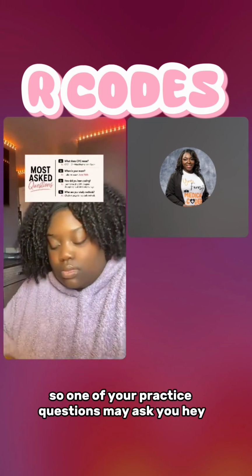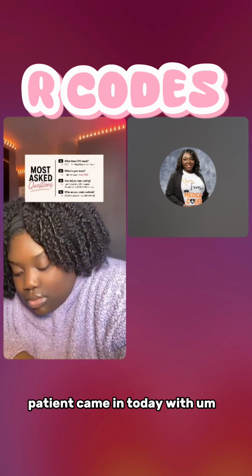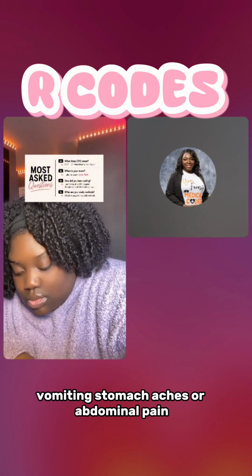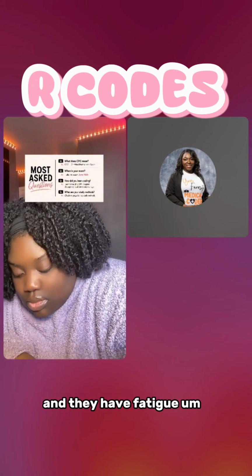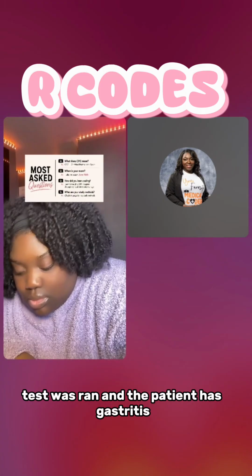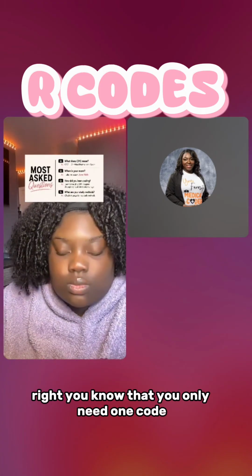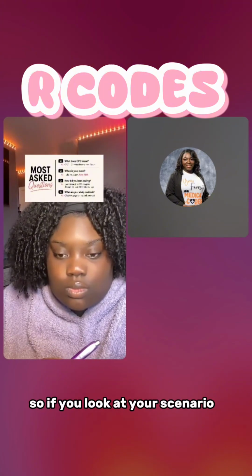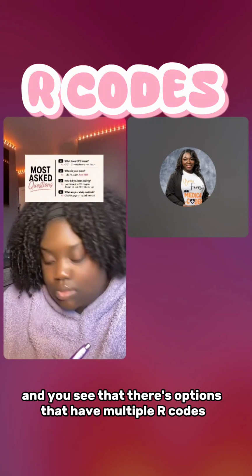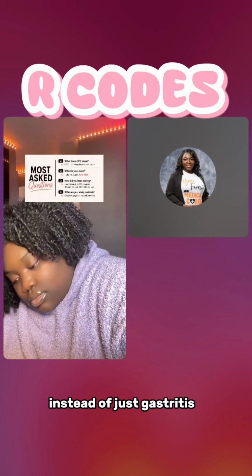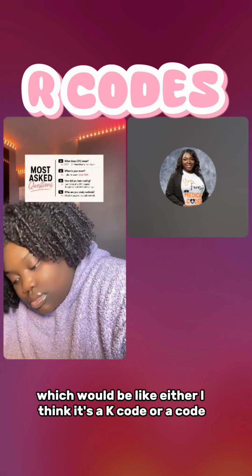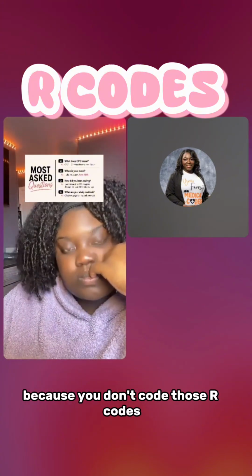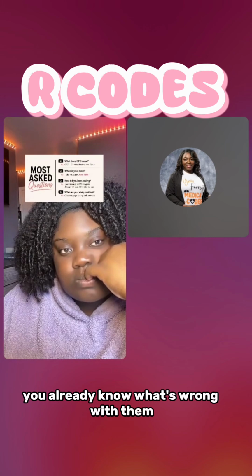So one of your practice questions may ask you, hey, a patient came in today with vomiting, stomach aches, or abdominal pain, and they have fatigue. A test was run and the patient has gastritis, right? You know that you only need one code, and that one code is for gastritis. So if you look at your scenario and your options, and you see options that have multiple R codes instead of just gastritis, which would be like a K code, then you know that is not an option because you don't code those R codes. You already know what's wrong with them.